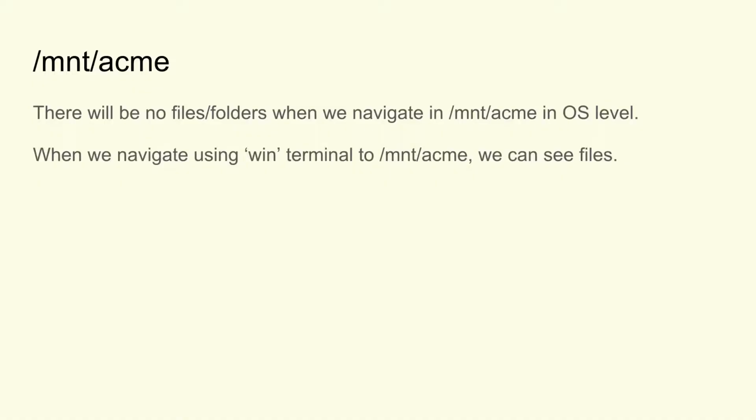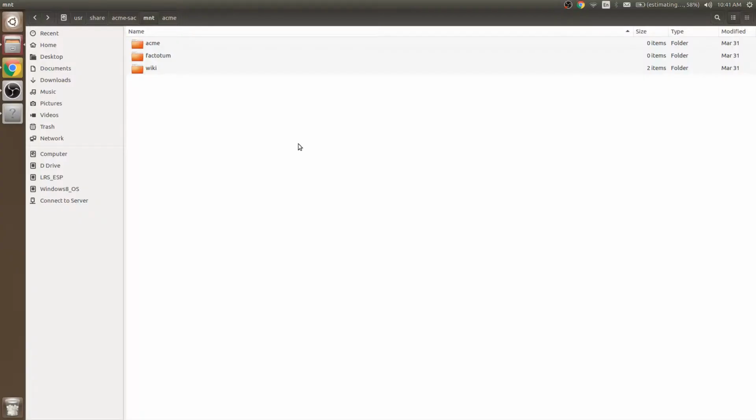When we navigate to the Acme folder at the OS level, we will not see any files or folders. But using WinTerminal in Acme, if we navigate to the Acme folder, we will be able to see windows and corresponding files. If we navigate to the Acme folder in the mount folder, we do not see any folders or files related to Acme windows.